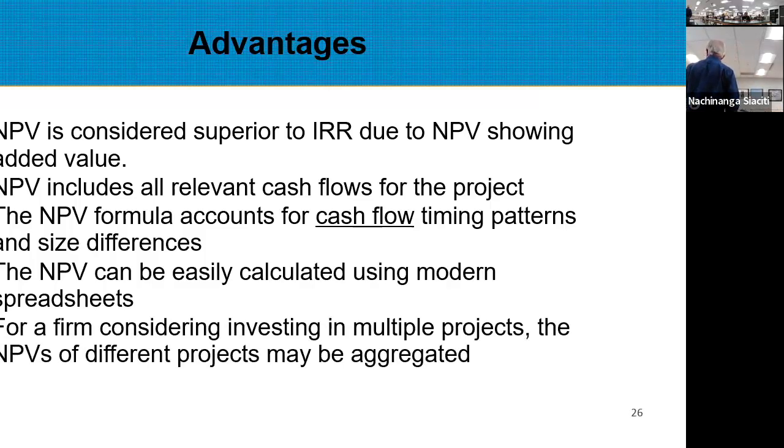And for a firm considering investments in multiple projects, the NPVs of different projects can be aggregated. So for example, I was talking about a $1 million project. Say you've got 2 of them that are at $500,000 each. Now you can combine those into a single $1 million project, if you will, and compare that directly with the $1 million project to see which one of those is going to be better.